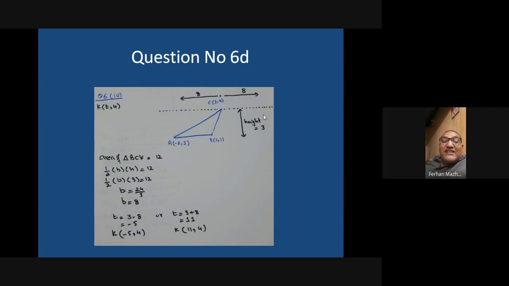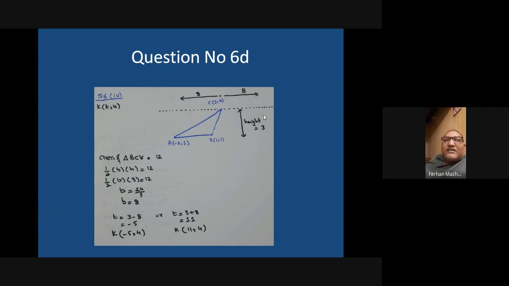Why am I sure that the K is on that dotted line? Because he said that the coordinates of the K are t, we don't know its value, sorry, t comma 4. So the y value is 4. So the K point is definitely on that dotted line.